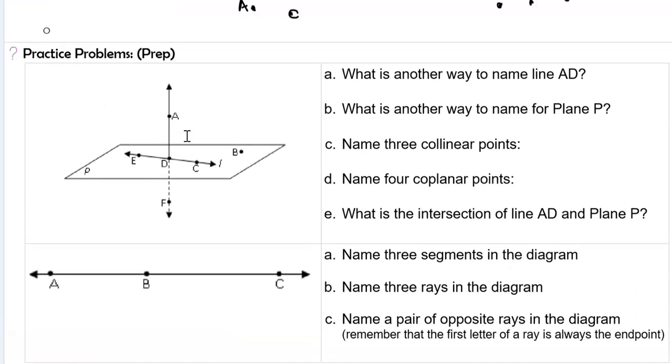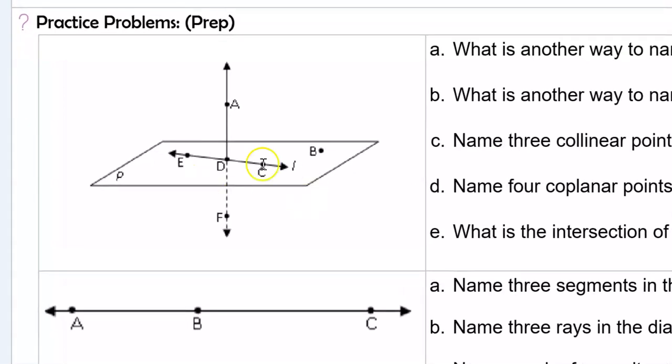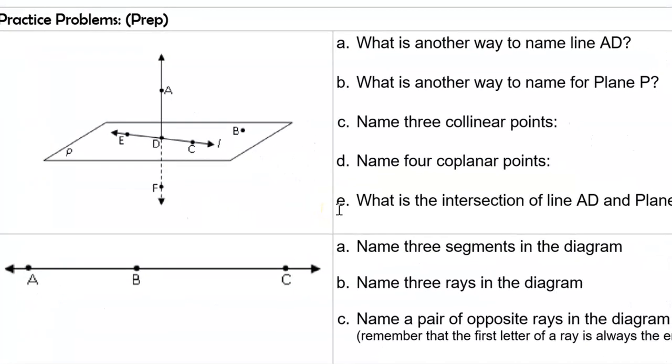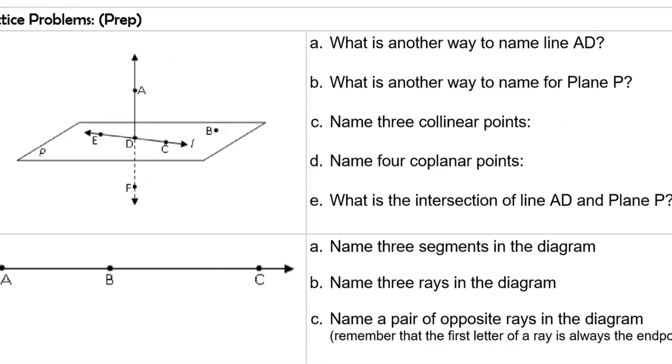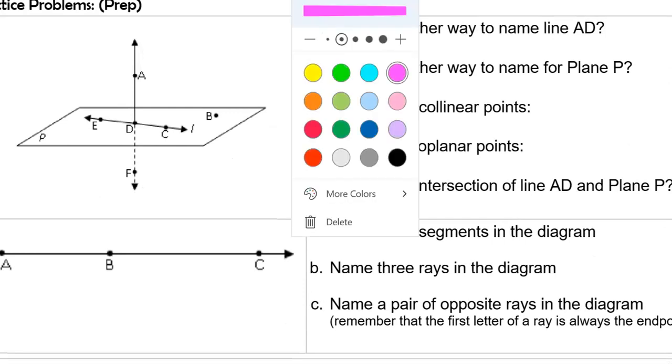So the first thing that we're going to look at is this diagram with a plane here, and I see a line, I see another line, and I see a bunch of points. And we're asked 5 different questions. What is another way to name line AD? So if I look, I see that line AD is this line right here.